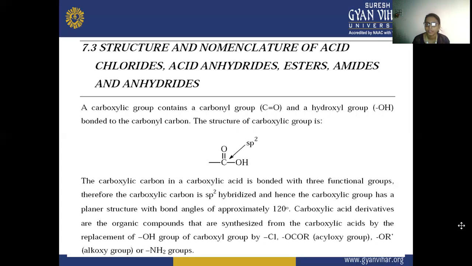How can we nomenclate, that is, how can we name these acid fluoride, acid anhydride, esters, and amides? A carboxylic group contains a carbonyl group and a hydroxyl group bonded to the carbonyl carbon. The structure of the carboxyl group is like this.